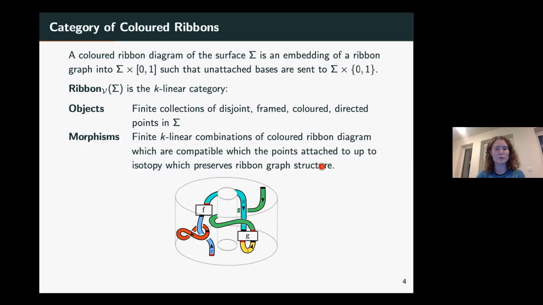And you're going to do it up to isotopy. But the isotopy obviously needs to preserve our ribbon graph structure. So what it means is the isotopy can't detach the strands from the coupons or change the colors or change the directions. But otherwise you are considering these diagrams up to isotopy. Are there any questions so far? No questions?